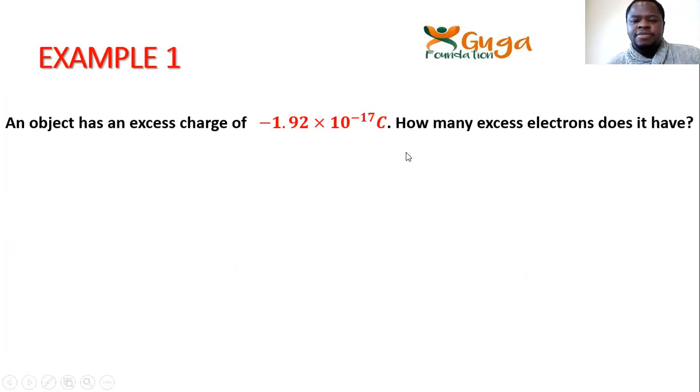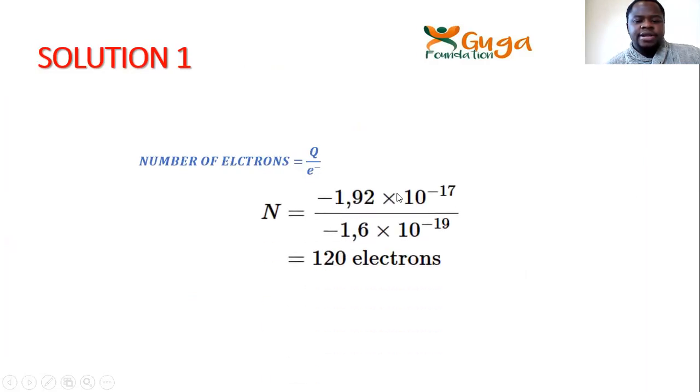So we can work with the formula N is equal to charge divided by elementary charge. So number of electrons equals charge divided by elementary charge. You are given the charge here, -1,92 multiplied by 10 to the power -17. Then you divide by your elementary charge, -1,6 times 10 to the power -19, which is equal to 120 electrons.